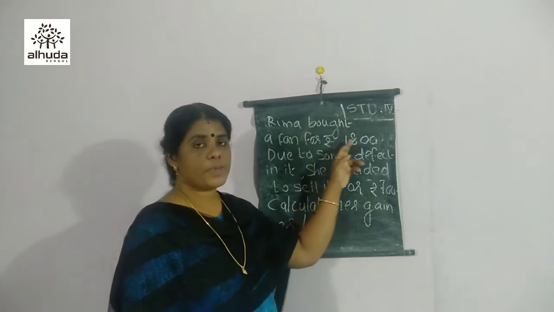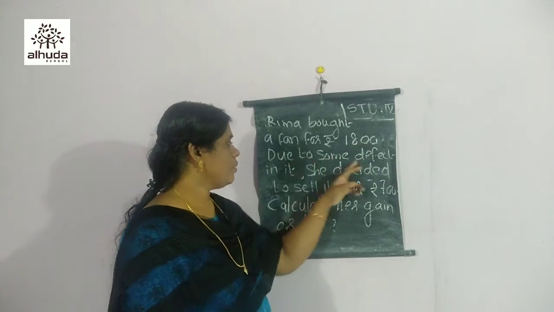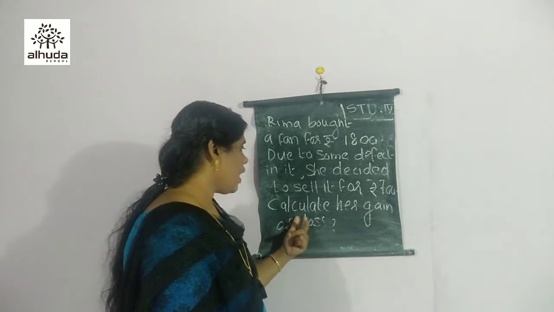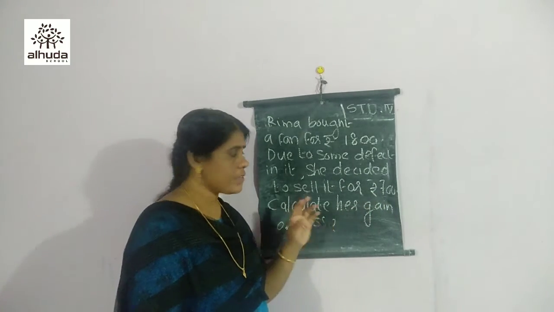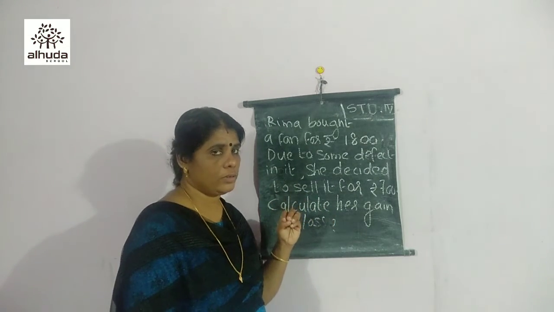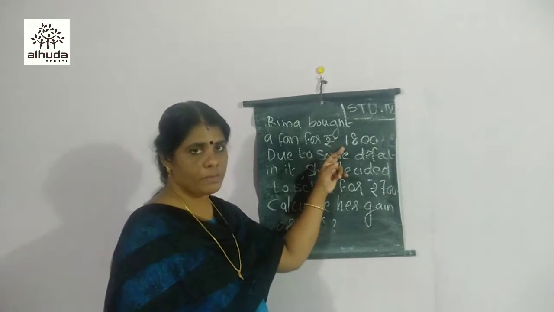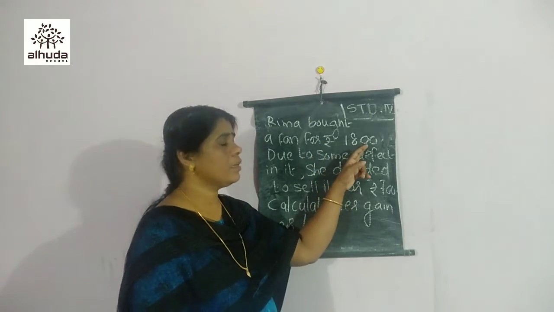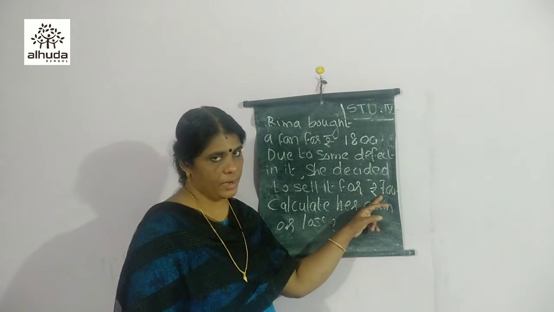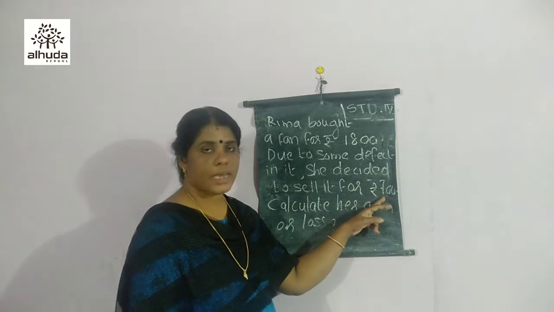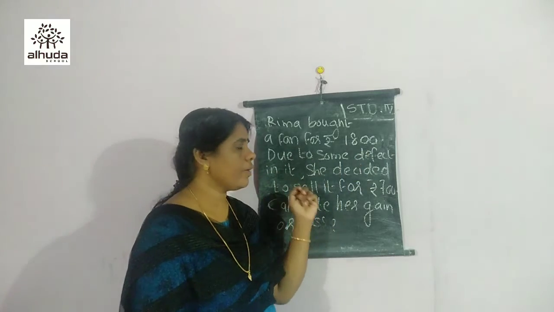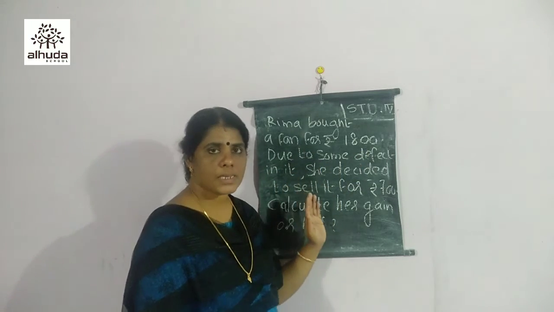Next question. Rima bought a fan for rupees 1,800. Due to some defect in it, she decided to sell it for rupees 700. Calculate her gain or loss. So first we want to decide whether it is gain or loss. How do we find out? We check the cost price and selling price. Here cost price is 1,800. What is the selling price? It is 700. So, comparing, the selling price is less than the cost price. So it is loss. Then how do we find the loss? It is cost price minus selling price.